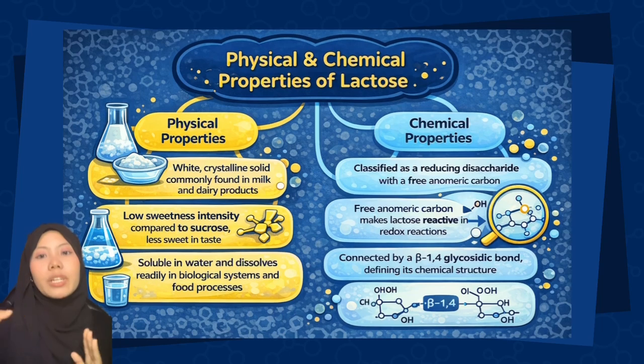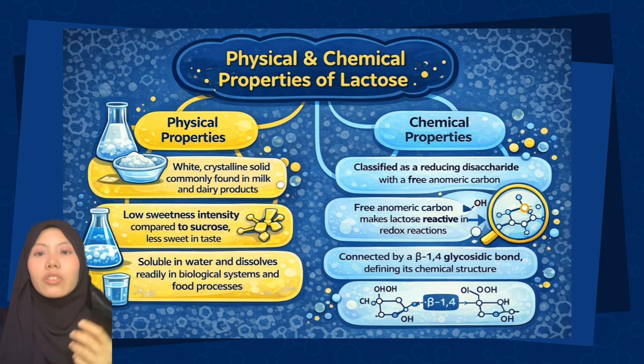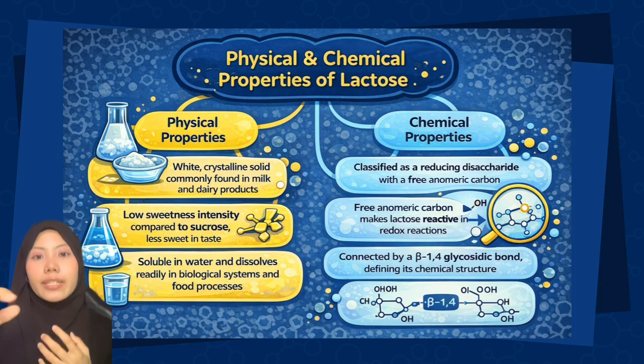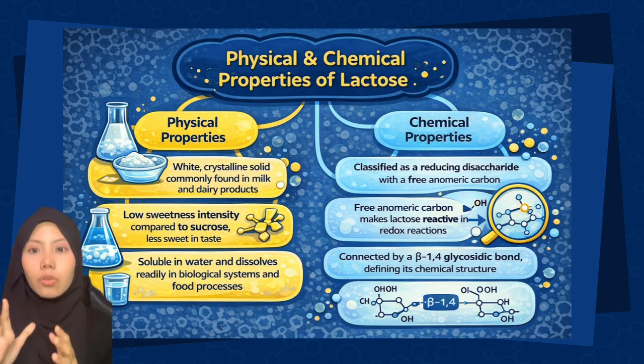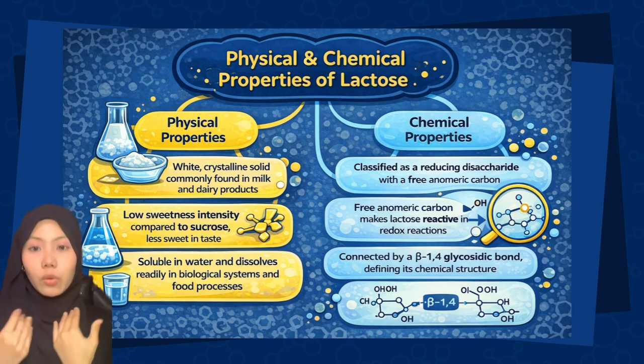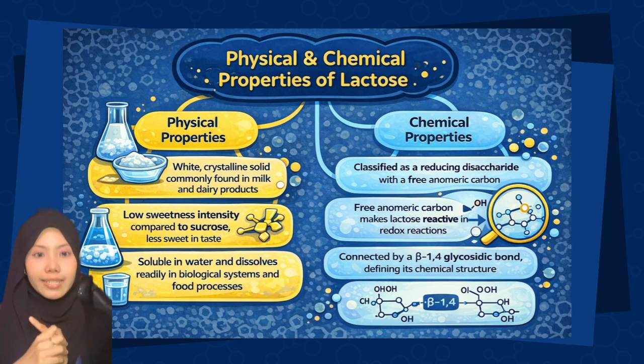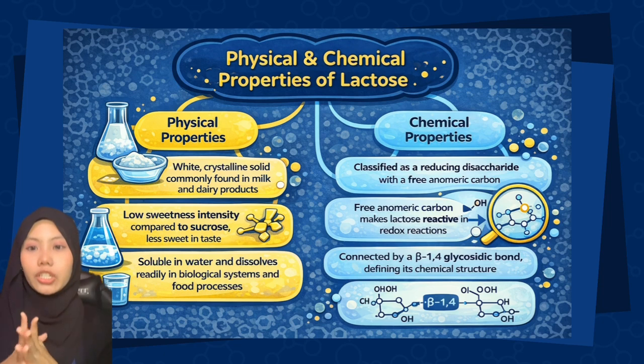Now I will explain the physical and chemical properties of lactose. Physically, lactose is a white crystalline solid that is naturally found in milk and dairy products. It has a low sweetness intensity compared to sucrose, which means it tastes less sweet. Lactose is also soluble in water, allowing it to dissolve easily in biological systems and food processing applications.